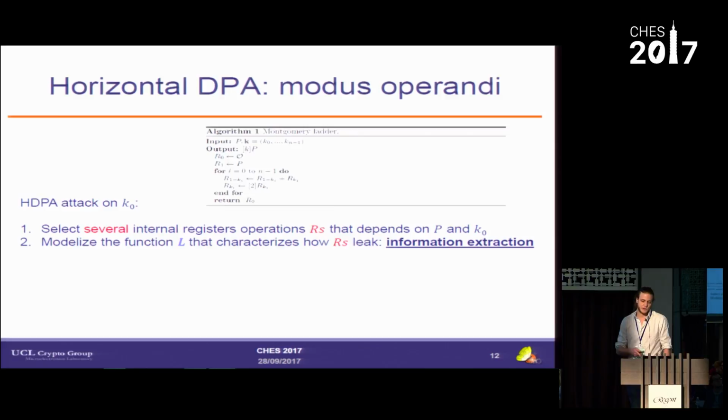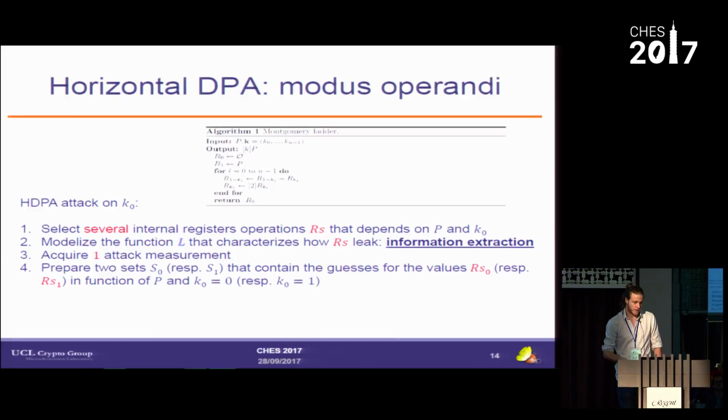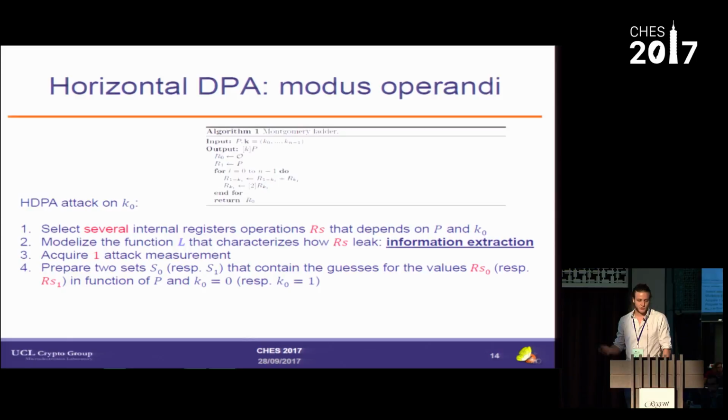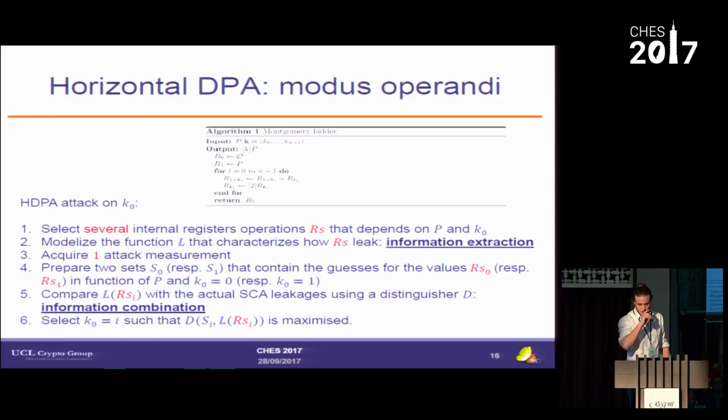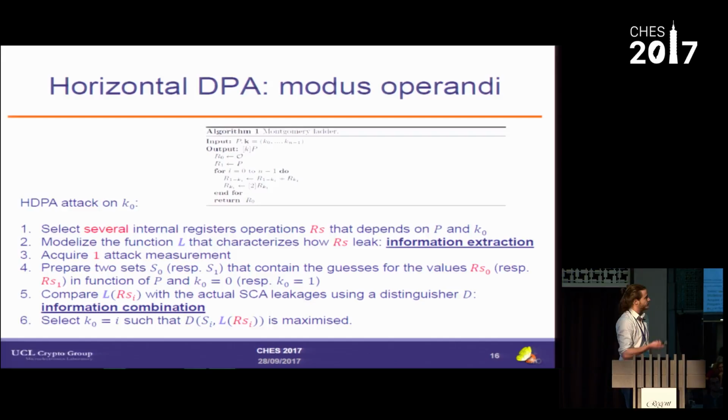We then acquire one attack measurement. We prepare two sets. The first set is the guess values that all these registers will take if the scalar bit is equal to 0, and the second one if the scalar bit is equal to 1. Then we apply the leakage function we estimated to these guess values, and we compare it to the actual leakages through a distinguisher D. We call this part information combination, and then we select the key that maximizes the value of the distinguisher. So we identify two steps, and now I show briefly how we do them in our experiments.